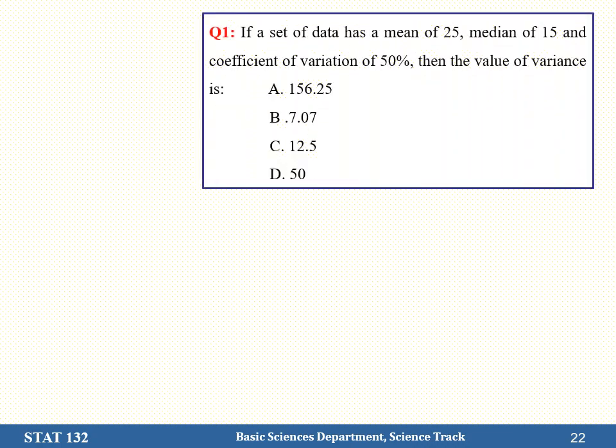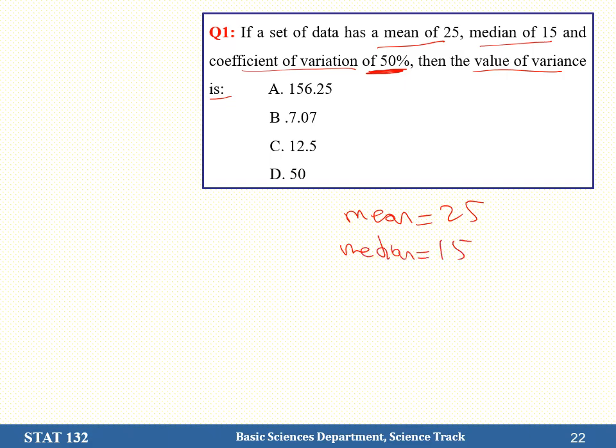Now let's look at this question. If a set of data has a mean of 25 and a median of 15 and a coefficient of variation of 50%, then the value of the variance is what? Okay, let's try to write what is given to us. The mean is 25, the median is 15. Then the coefficient of variation is 50%. Now it's asking the variance.